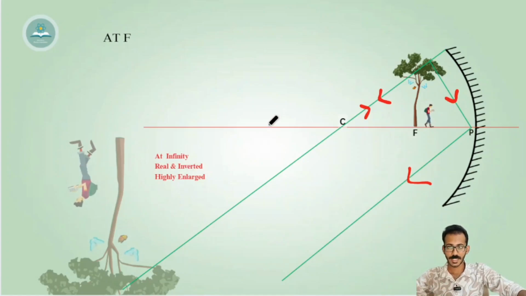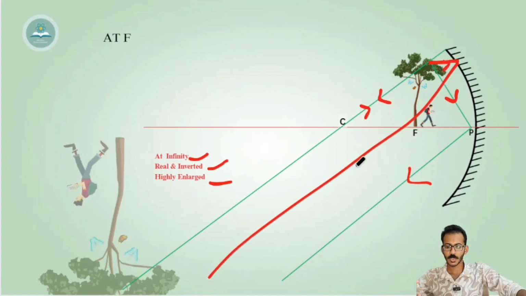But still, when we say the property of the image, we'll say the image is formed at infinity, it is real and inverted, and it is highly enlarged. So here, for the first ray, if you want, you can take it parallel to the principal axis also. It will be like this, a parallel ray like this. It will just go like this through the focus.